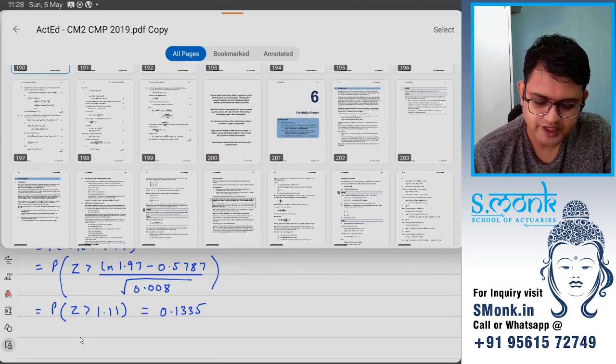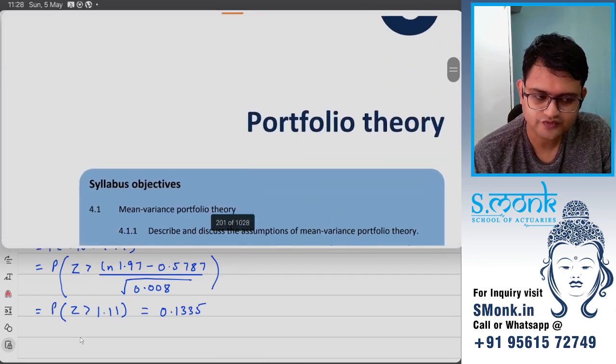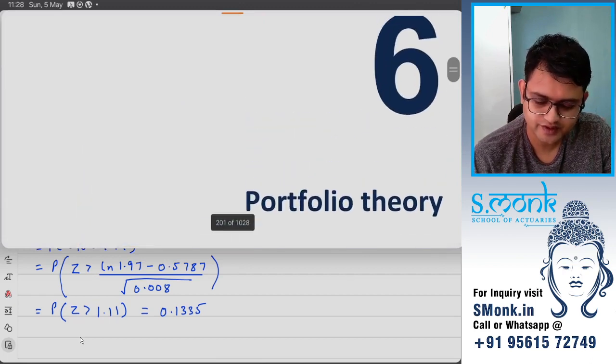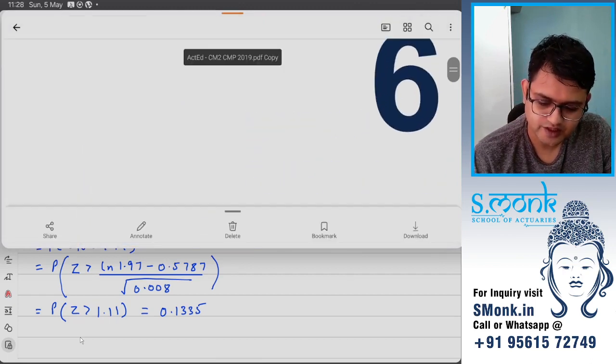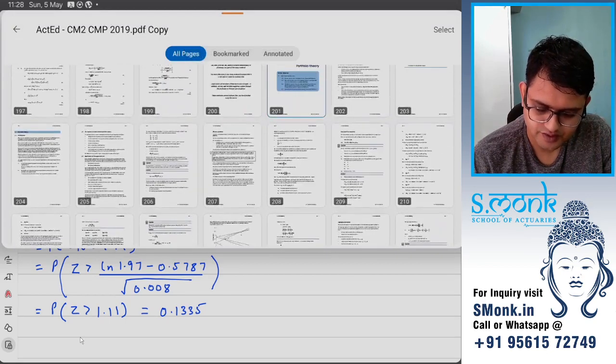So yesterday we started with chapter 6, right? That is our portfolio theory. We started with it. Okay. So I'll give the brief description.